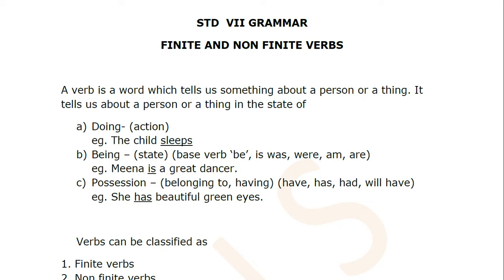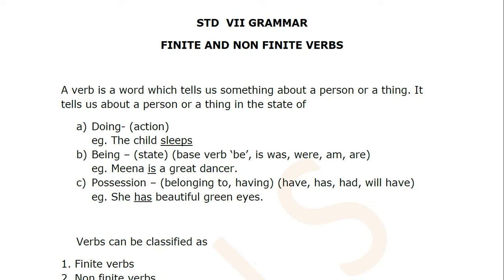Now we go to the next one, that is possession. Possession means it belongs to you, or to someone else, or somebody has something. The verbs are have, has, had, will have. Example, she has beautiful eyes. So she possesses something. She has something. Those beautiful eyes belong to her. Clear? So now you learn that verbs indicate three things, not just action: action, the state in which you are, that is being, and having something, that is possessing.